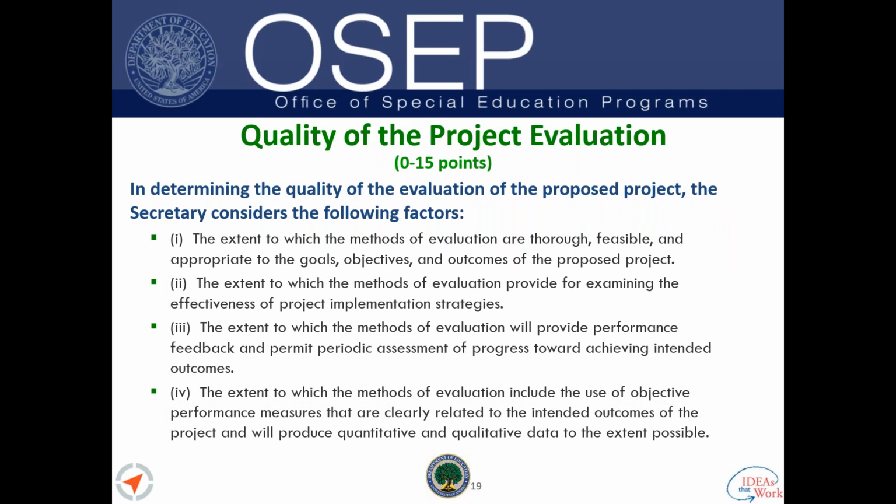The third criterion is the quality of project evaluation. Applications can receive up to 15 points for this criterion. Reviewers will consider, first, the extent to which the methods of evaluation are thorough, feasible, and appropriate to the goals, objectives, and outcomes of the proposed project.